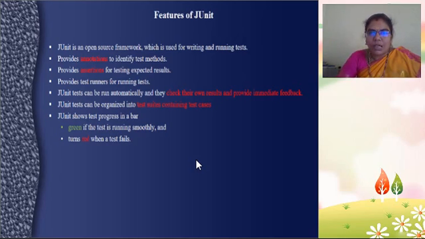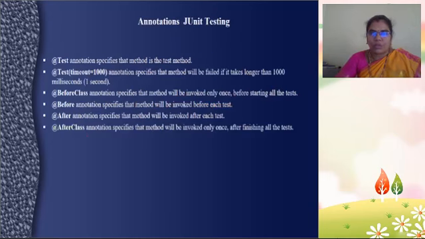JUnit tests can be run automatically and they check their own results and provide immediate feedback so that the user can work with that feedback, rectify and provide the solutions. JUnit tests can be organized into test suites containing test cases. It shows test progress in a bar, that is green if the test is running smoothly, and it will also display red when the test condition fails. So these are all the features of JUnit.